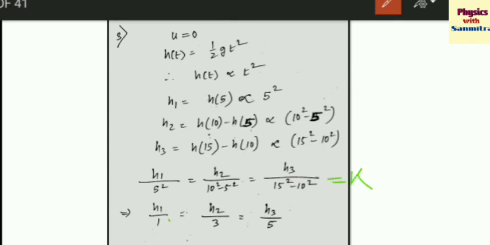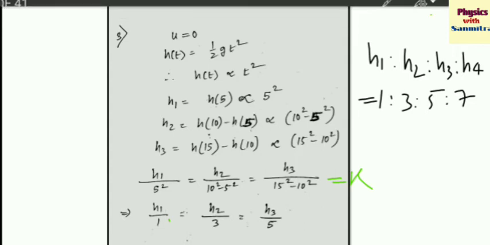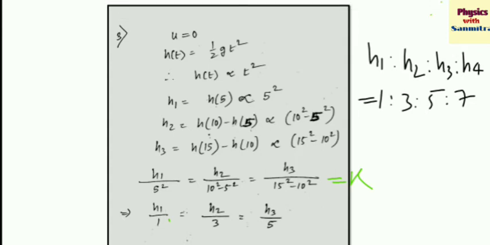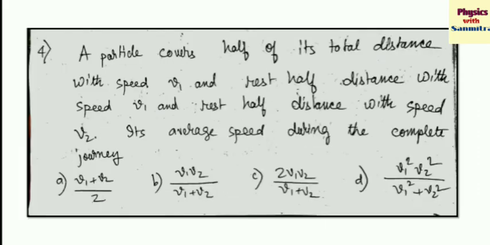So see, 10 square minus 5 square, what is that? 75. 5 square is 25, and so on. I can say h1 by 1 is h2 by 3 is equal to h3 by 5. This is actually a standard result, and I can write h1 is to h2 is to h3, and if there is h4, 1 is to 3 is to 5 is to 7, and it will go on. So in case of equal intervals, if I were to calculate the distance, we have to find like this. So the correct option is option A. We can also directly mark the answer.